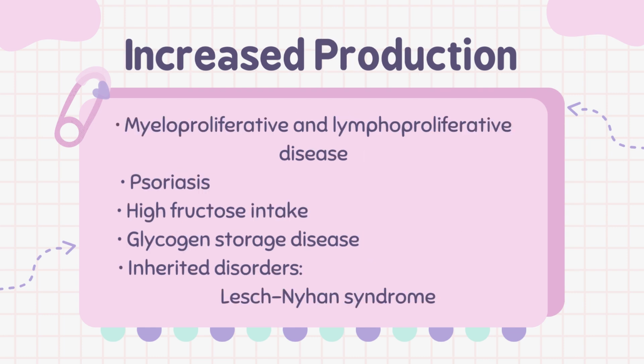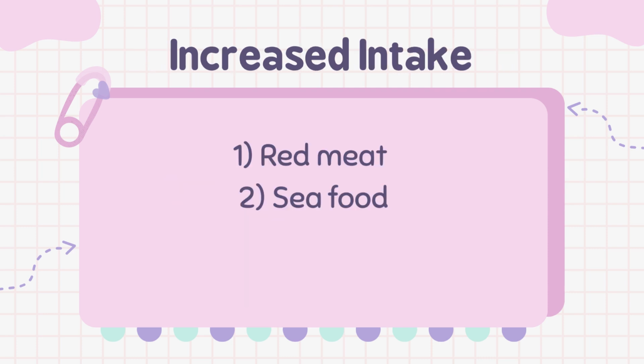The causes of increased uric acid production include myeloproliferative and lymphoproliferative disease, psoriasis, high fructose intake, glycogen storage disease, inherited disorders, Lesch-Nyhan syndrome. Taking red meat and seafood can also increase uric acid levels.